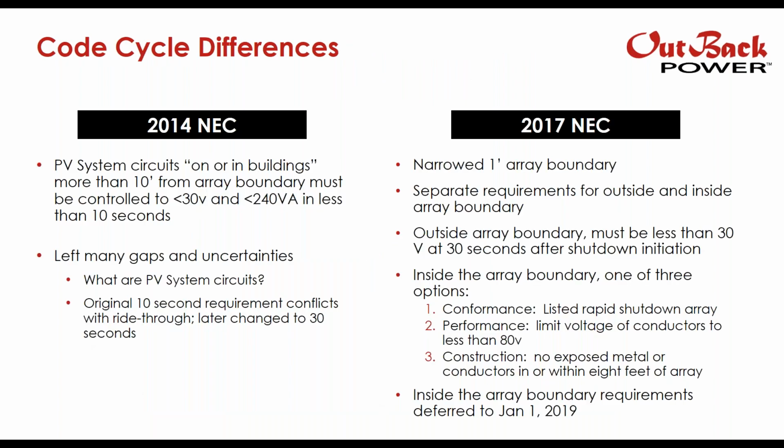All right, so as a summary, since NEC 2014, PV system circuits on or in buildings more than 10 feet out from the array boundary must be controlled to 30 volts and 240 volt-amperes in less than 10 seconds. So this is the main part of the NEC 2014 that changes. This left many gaps and uncertainties.